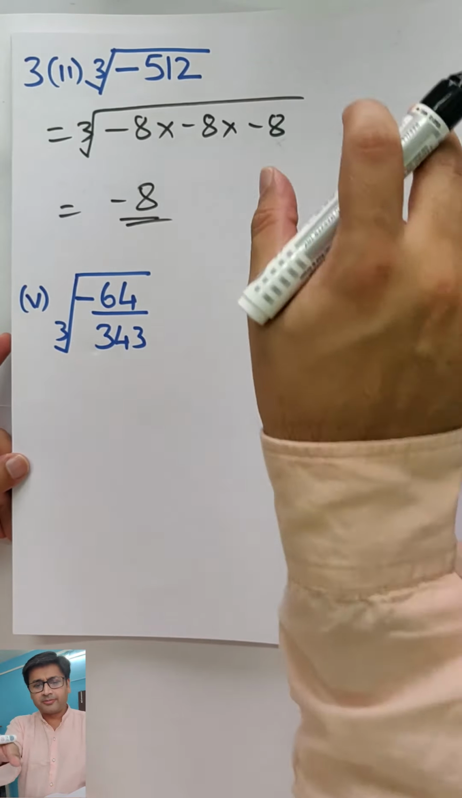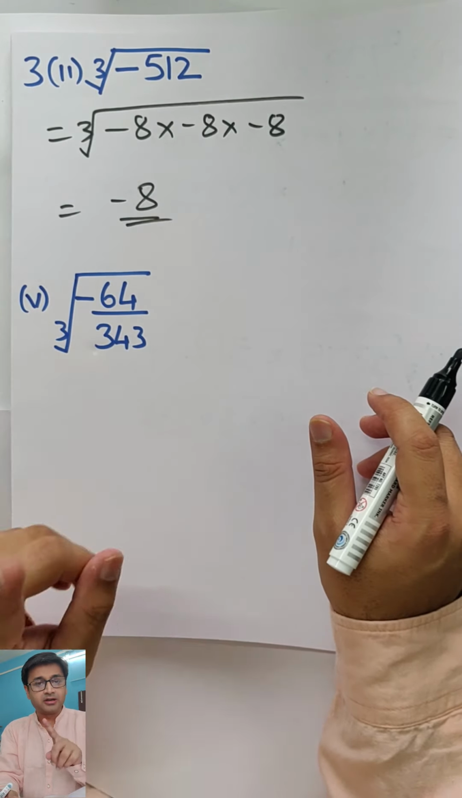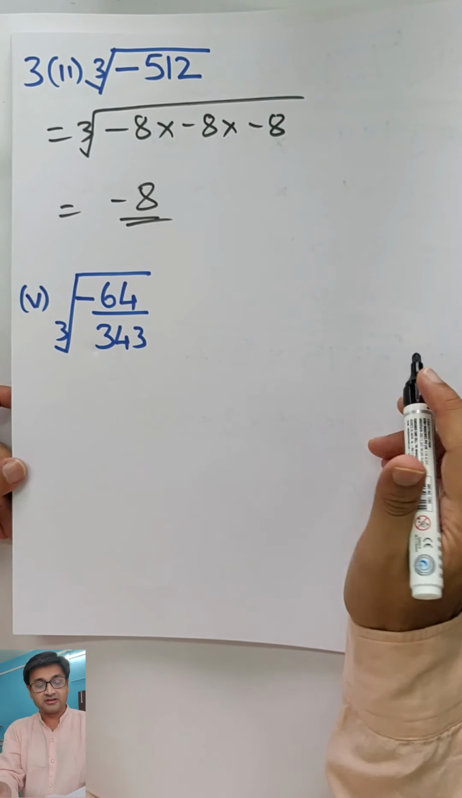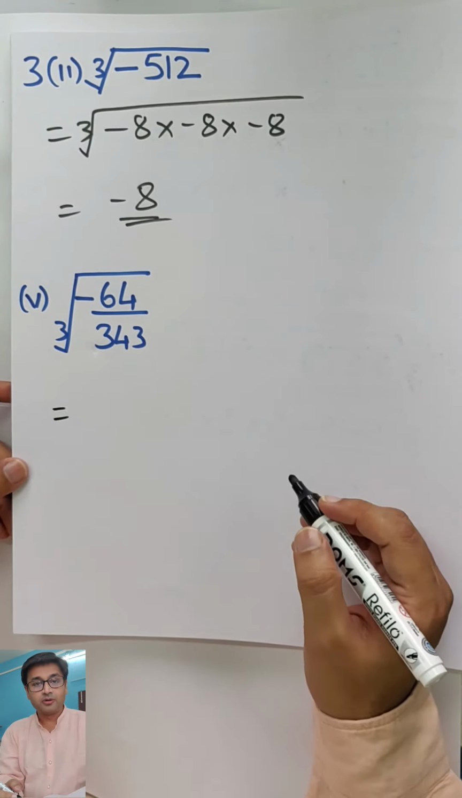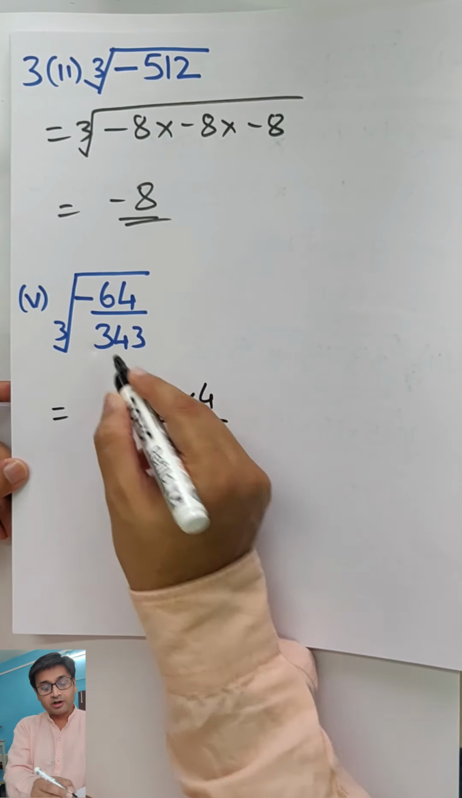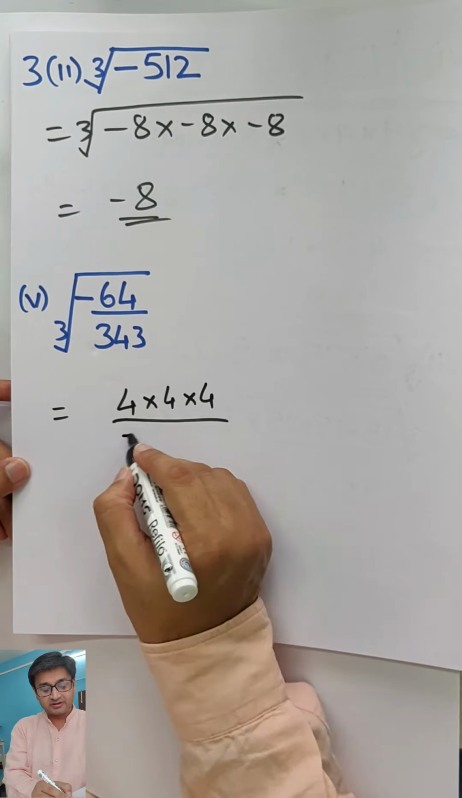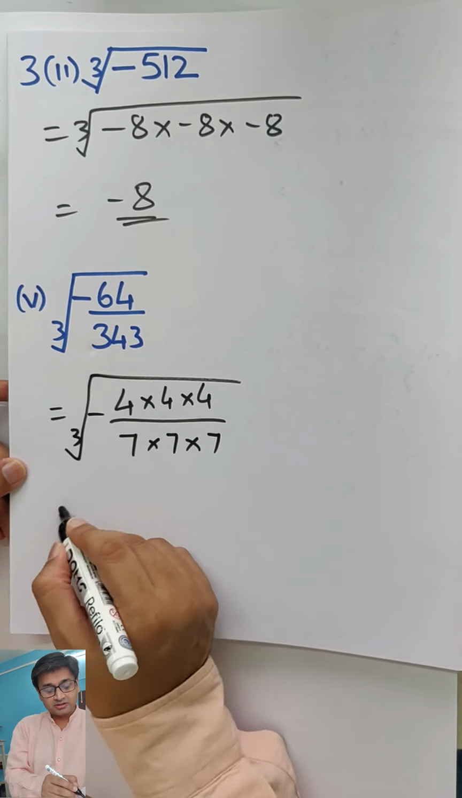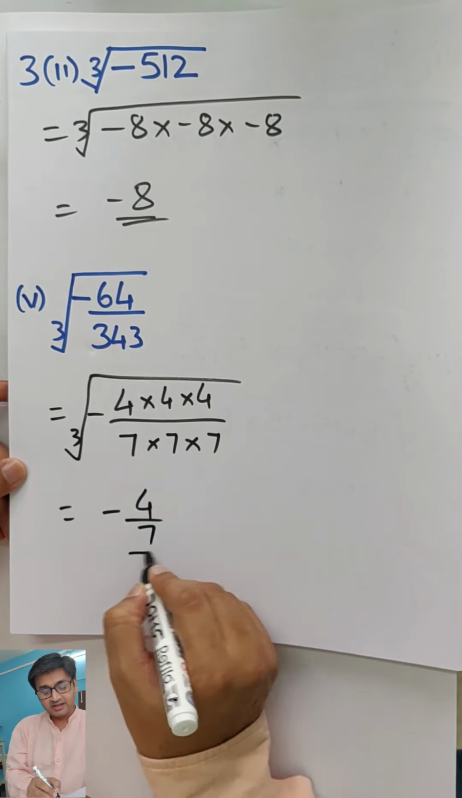I don't want you to do that prime factor method again and again. Better learn these values, the basic ones, so you can go direct and we can save our time. Come on, 64. 4, superb. 4 into 4 into 4. What about 343? 7, shabash. 7 into 7 into 7 with a negative sign. So negative 4 by 7.